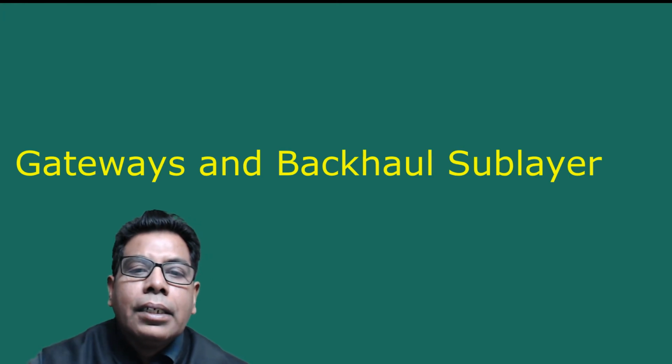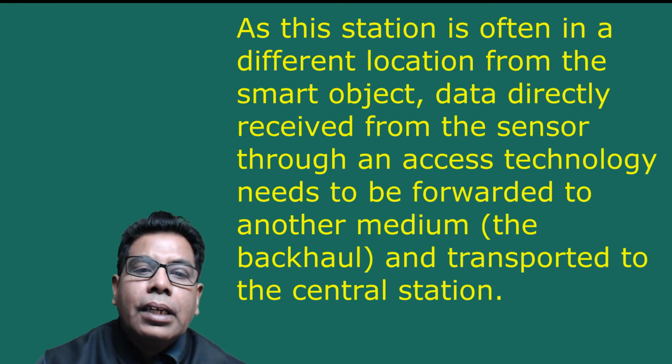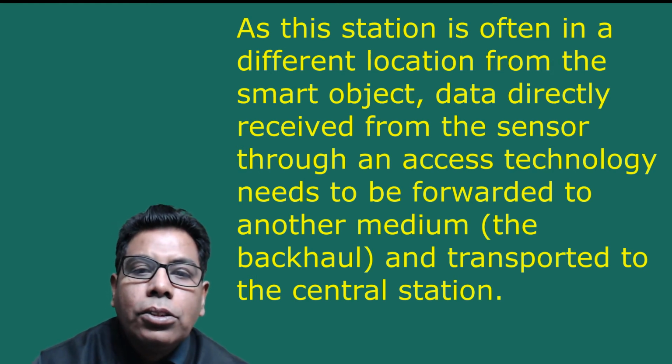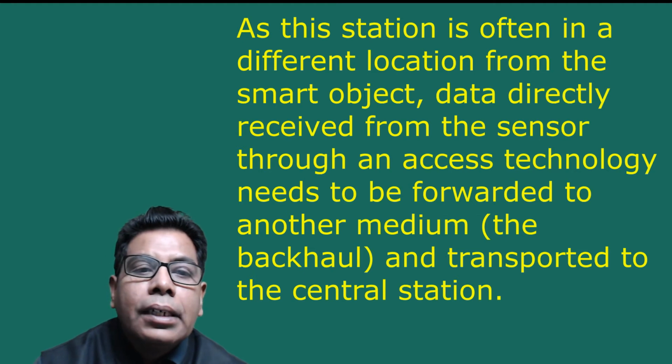Then let us go to the next sublayer, the gateways and backhaul sublayer. Data collected from smart objects may need to be forwarded to a central station where data is processed. As this station is often in a different location from the smart object, data directly received from the sensor through an access technology needs to be forwarded to another medium, that is the backhaul, and transported to the central station. The gateway is in charge of this intermediate communication.